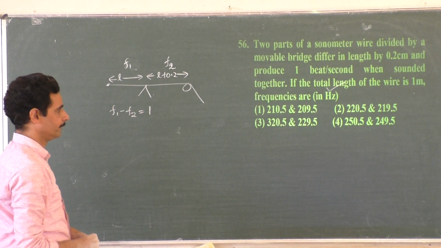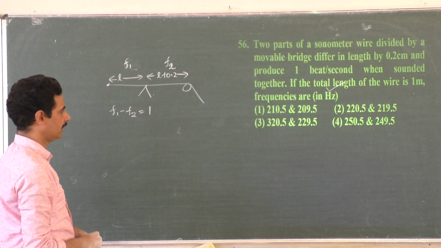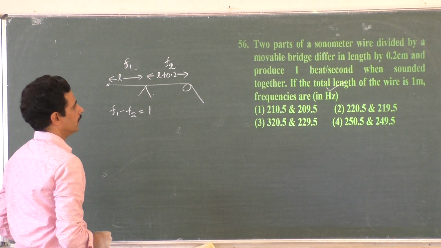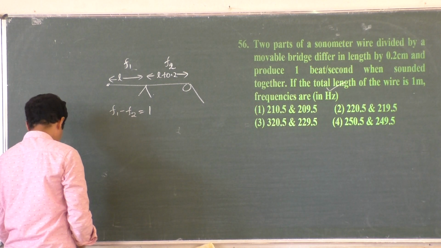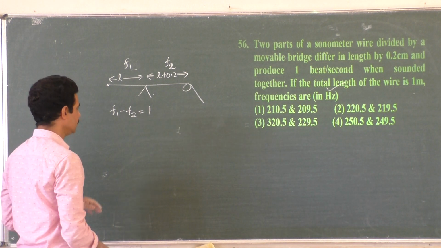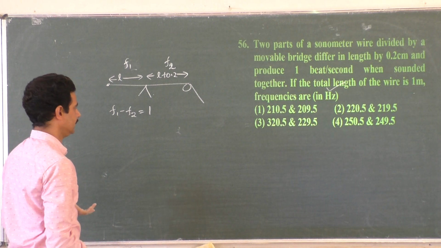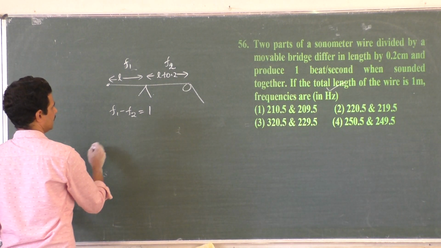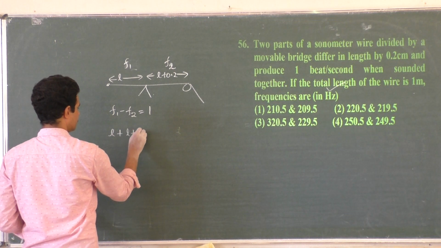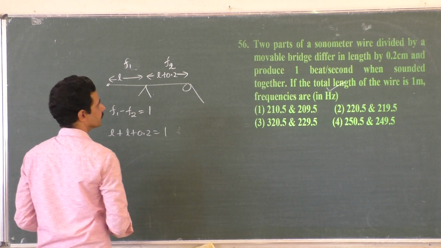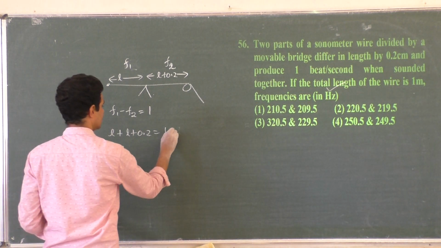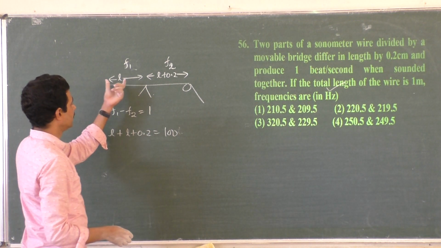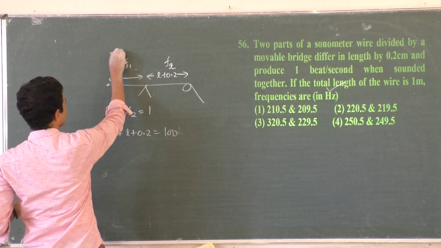When sounded together, if the total length of the wire is 1 meter, what are the frequencies? Again, the same procedure. Frequency is inversely proportional to length. Now, total length is 1 meter. L plus 0.2 is equal to 1. Is 0.2 in centimeter or meter? 0.2 centimeter. So this is 100 centimeter, because this is in centimeter.